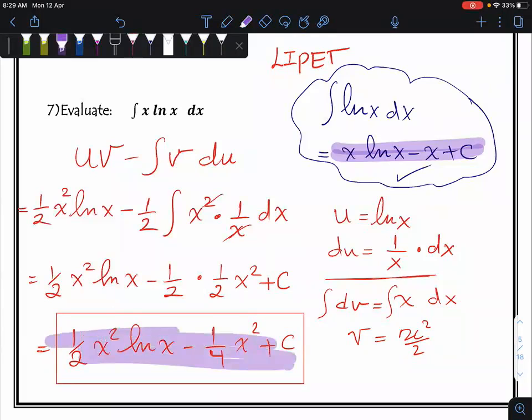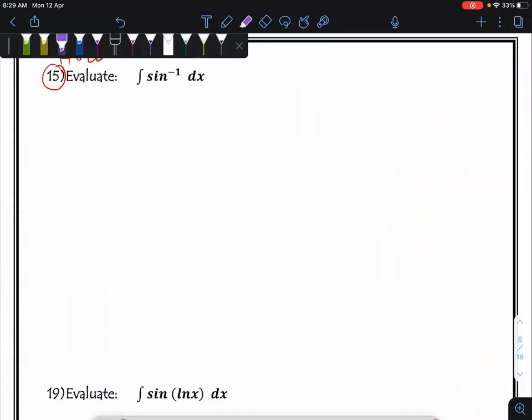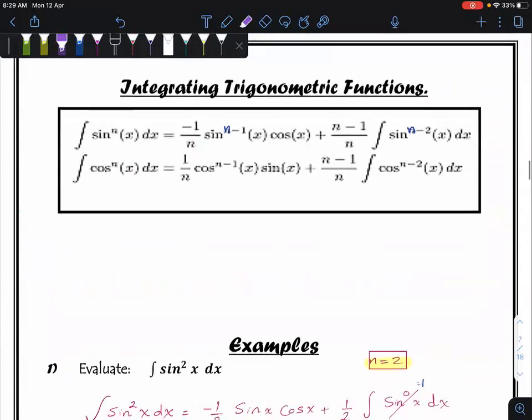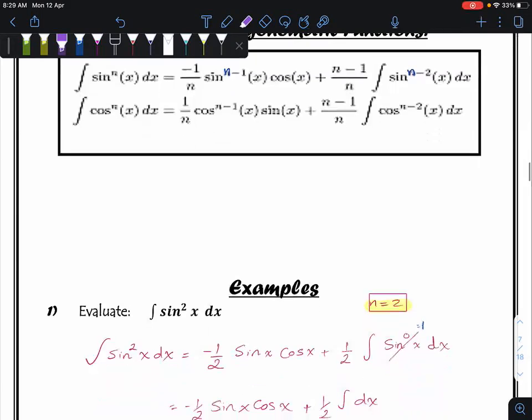So when you have an algebraic expression and ln, you can use the table method. Now 7.3. If you remember, guys, when we have sine raised to a power of n or cosine raised to the power of n, you have to prepare these two rules before the test. For sine you will use negative 1 over n sine to the n minus 1 of x cosine x, plus n minus 1 over n times the integral of sine to the n minus 2 of x dx. And cosine, as you see here, I will not read the rules here.